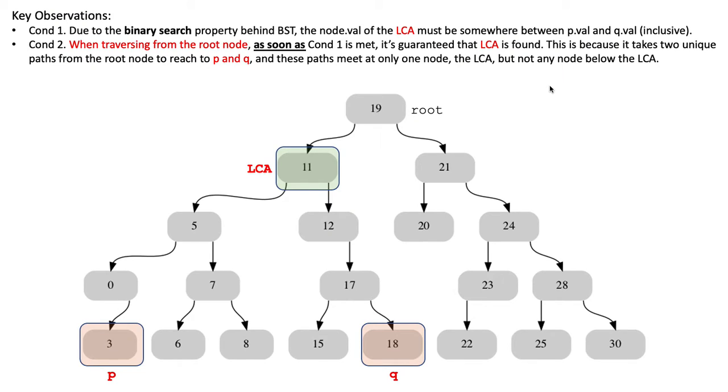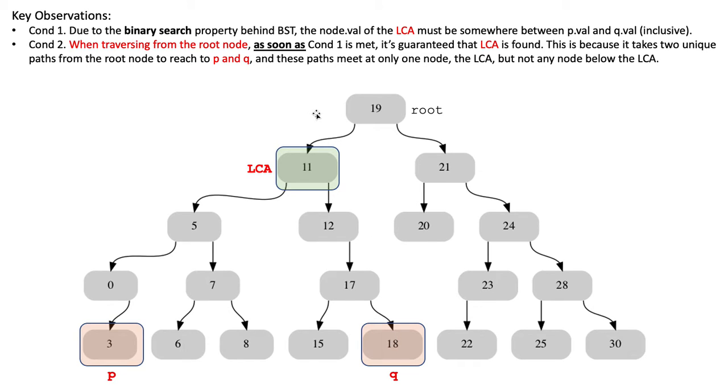Here are two key observations that can help us to find the LCA in BST. First, due to the binary search property behind BST, the node's value of the LCA, which is 11 here, must be somewhere between the P's value and the Q's value inclusive. So it must be between 3 and 18 inclusive.